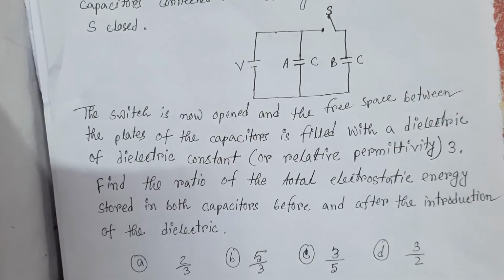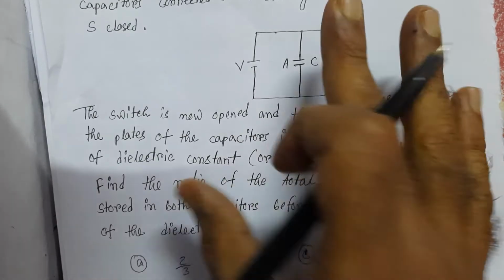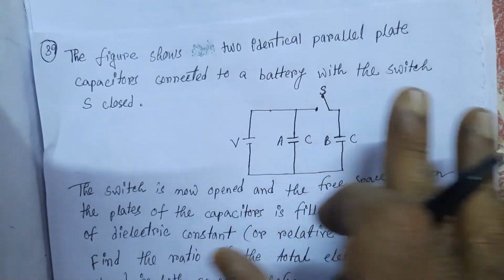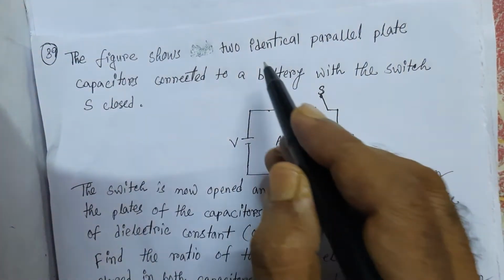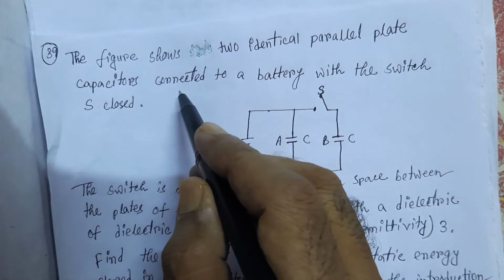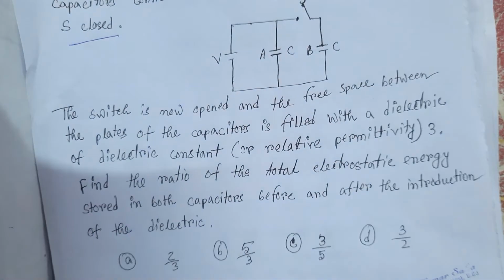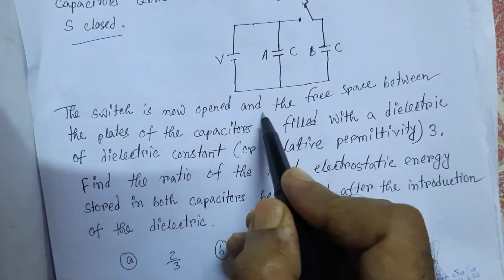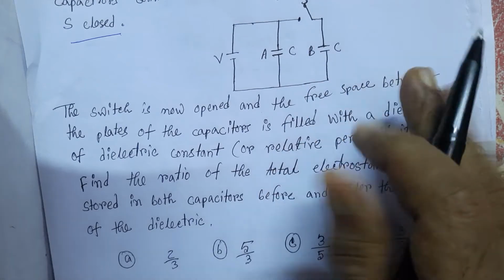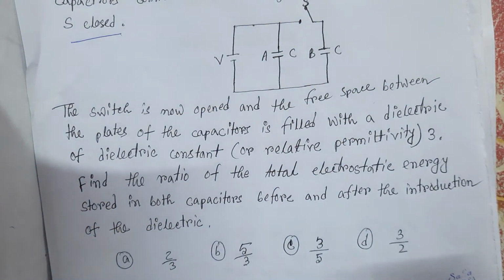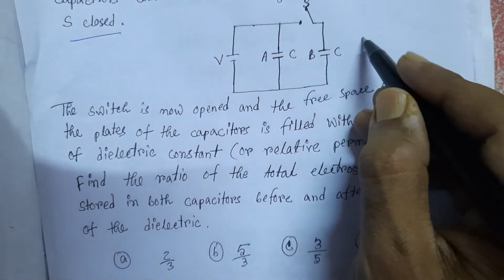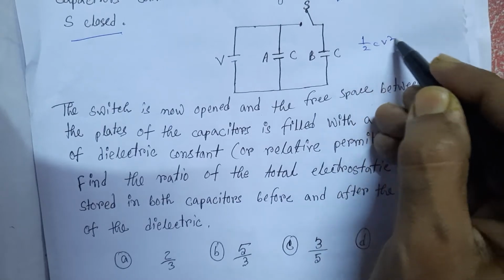In question number 39, the figure shows two identical parallel plate capacitors connected to a battery with the switch S closed. The switch is now opened. At first the switch was closed, so the energy of each capacitor was half CV square.